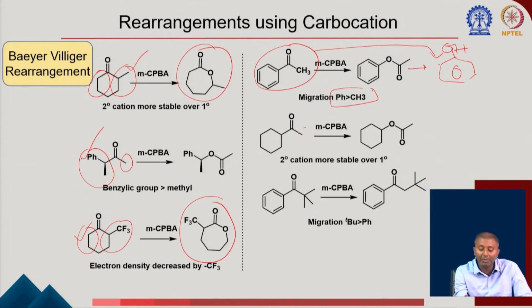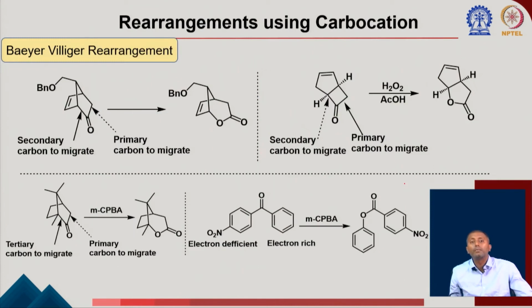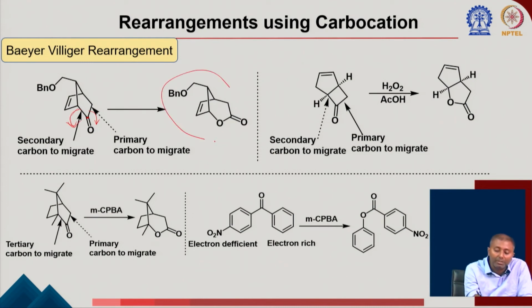Again, we have an example here, methyl versus cyclohexyl, and the cyclohexyl is the winner. And we have shown you that if you have phenyl versus tert-butyl, then the tert-butyl migrates first compared to the phenyl, so the oxygen will be here. And then there are some other examples here. You can see there are two possibilities on this particular carbon, because once you attack with the peracid, this side can be migrated or this side can be migrated. Now this is a secondary, so there is a major possibility of this side migrating, forming this product.